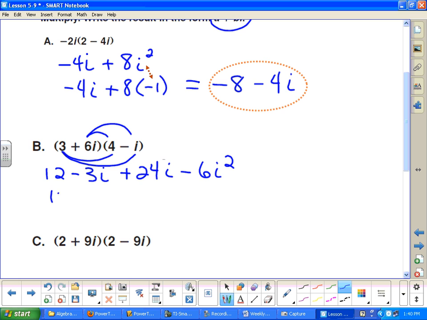So if I rewrite it, now this i squared is negative 1, right? What's negative 6 times negative 1? Positive 6. So we write our real part first, and then the imaginary part. 12 plus 6 is 18. Negative 3 plus 24 is plus 21i.